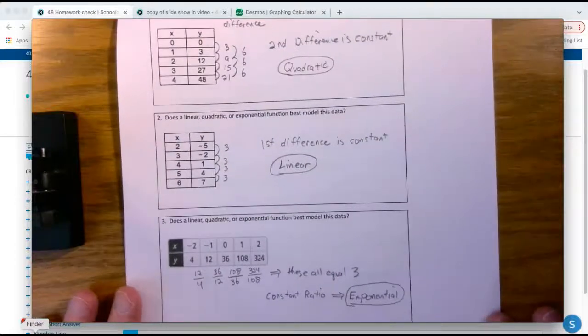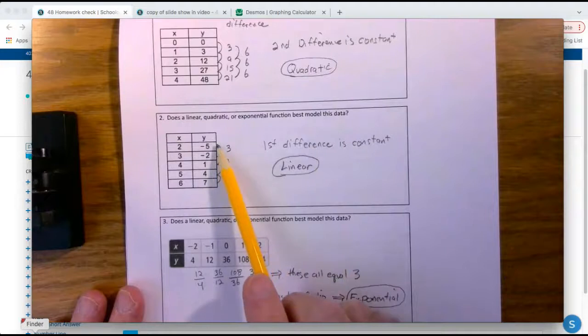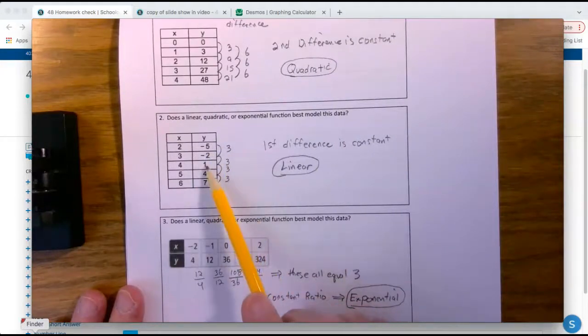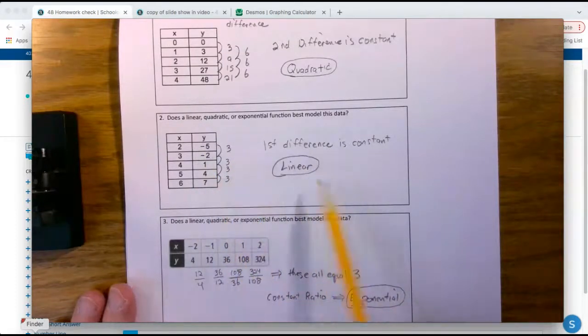Number 2, I do the same thing. I take the difference. Negative 2 minus negative 5, they're 3 apart. 1 minus negative 2 is 3. 4 minus 1 is 3. 7 minus 4 is 3. The first difference is constant. This is linear.